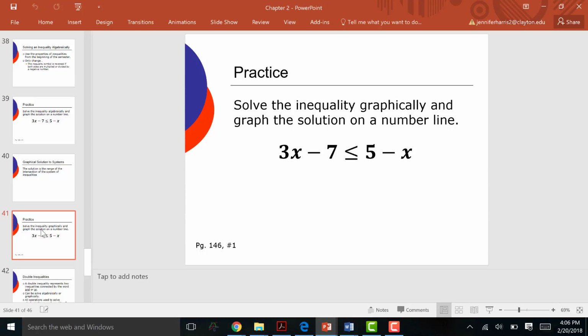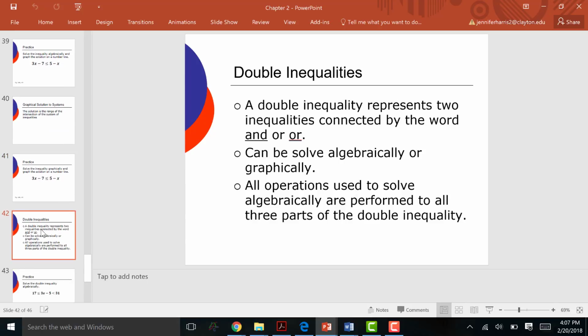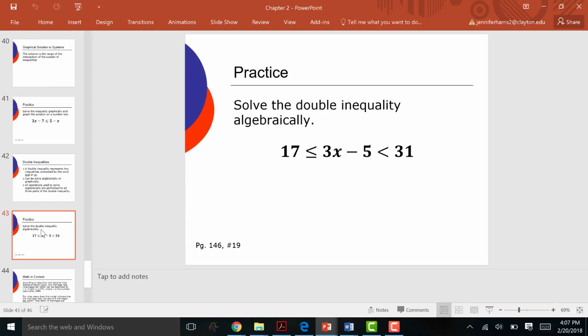It wants us to actually do double inequalities. So double means what? What does the word double mean? 2 of them. So instead of 1 less than symbol, how many are we going to have? 2 of them. So we're going to follow a similar method, but this time we're going to have 2 less than symbols. So let's go on to the next one so you can see the double inequalities. It has 2 less than symbols in it.